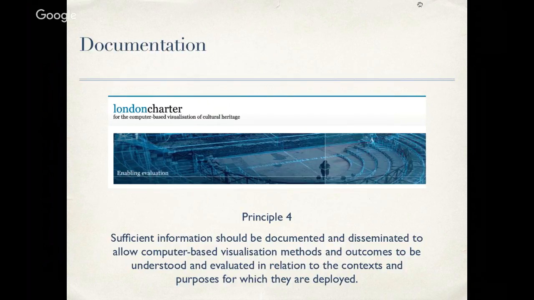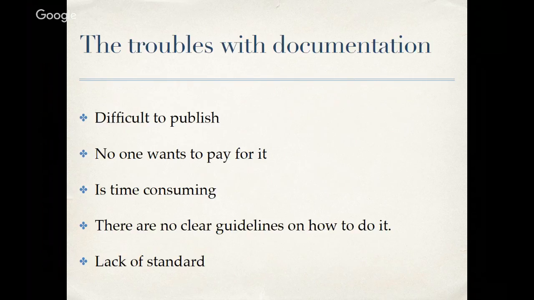Which is why the London Charter, which is a guideline for the use of 3D technologies for cultural heritage, highly recommends that along with each 3D model, documentation about it and the way it has been developed and the sources that have been consulted are always disseminated together. However, although everyone agrees on that, this doesn't always happen. There isn't enough documentation of 3D models for a number of reasons. I mean, it takes a lot of time. It's hard to convince people to pay for it. There is no clear standard on how to do it, and so on.